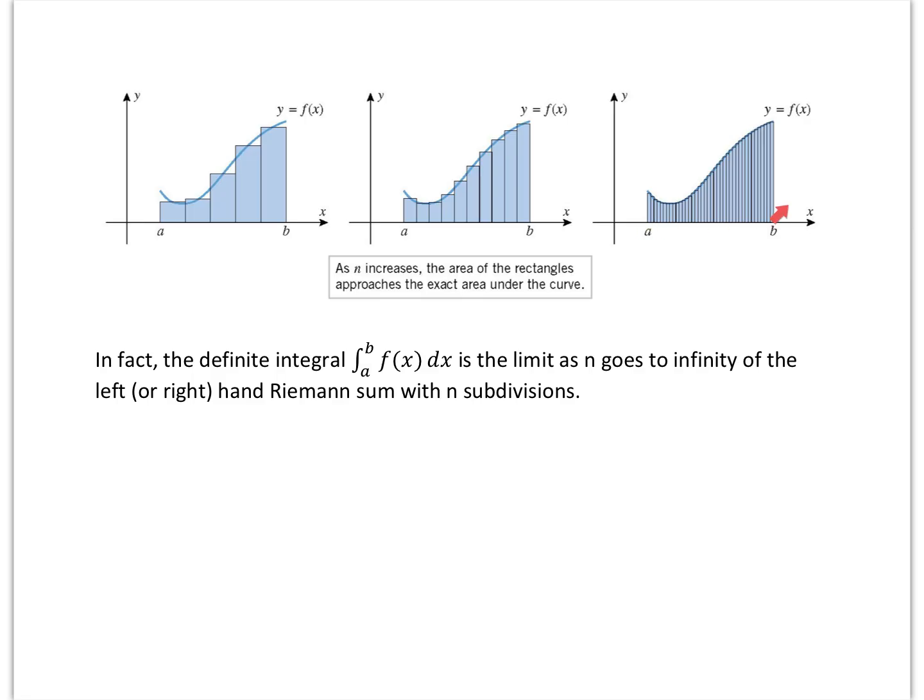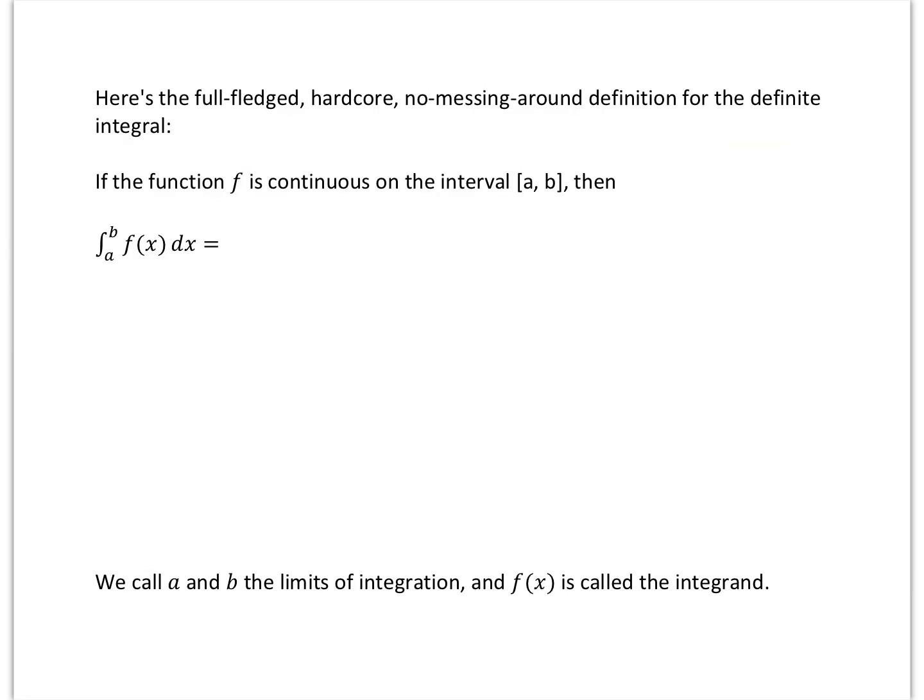So if we let the number of rectangles go to infinity, you actually get the exact area under the curve. So here's the full-fledged, hardcore, no messing around definition of the definite integral. If the function f is continuous on the interval from a to b, then the way I approximate it is with a right-hand Riemann sum. So it will be the limit as n goes to infinity of the right-hand Riemann sum. So let's write out the right-hand Riemann sum. We defined it earlier, so I'm just going to write it out again.